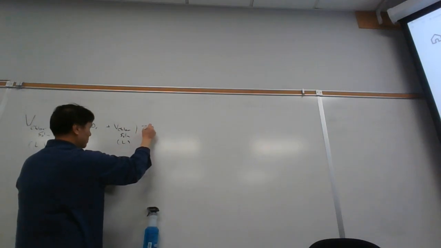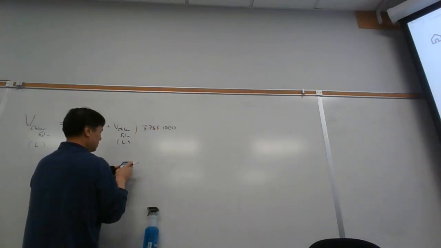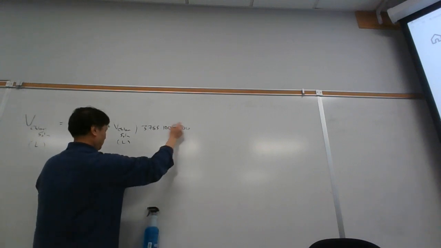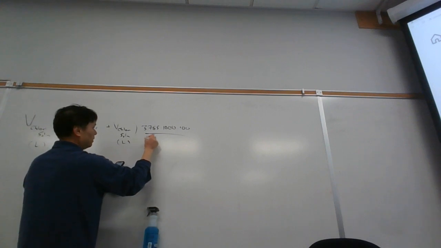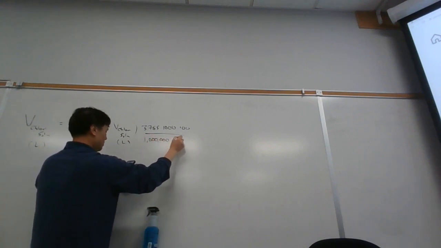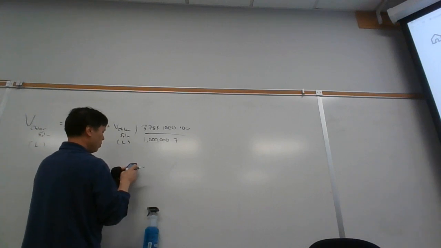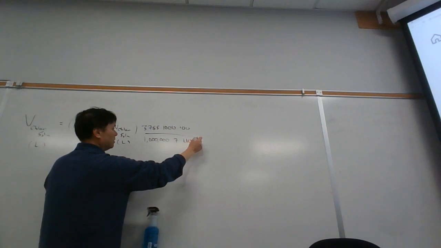So this is going to be 3.785 times 1,000 times 100 divided by 1 million divided by 7 divided by 1.10 divided by 1,000.